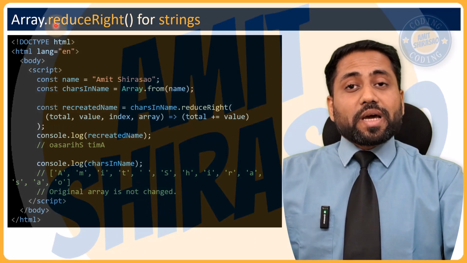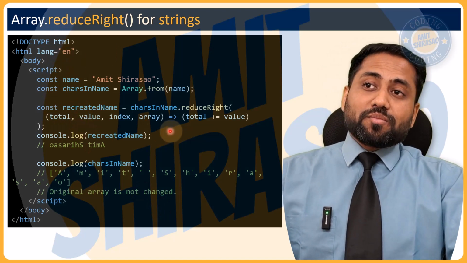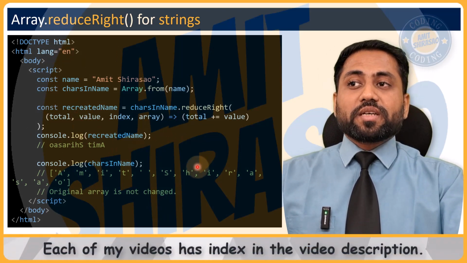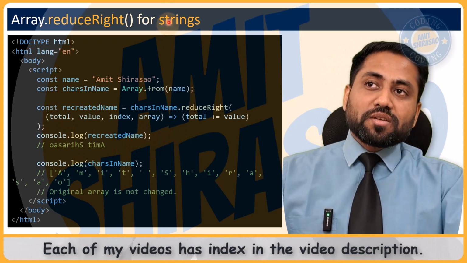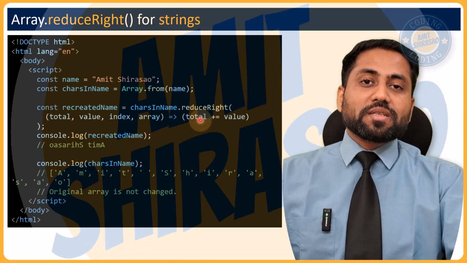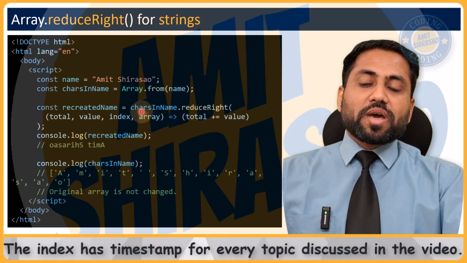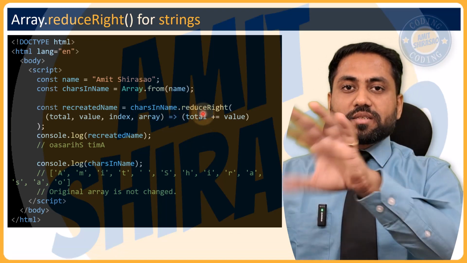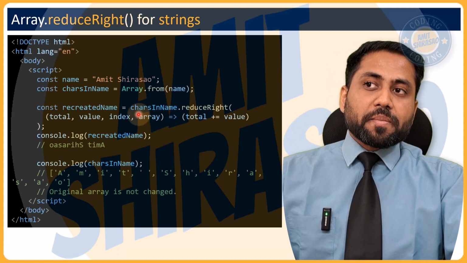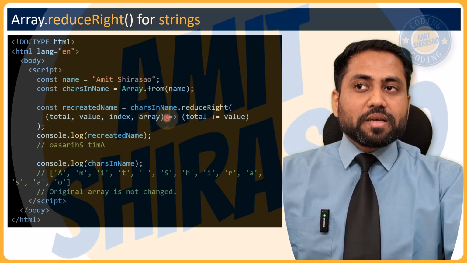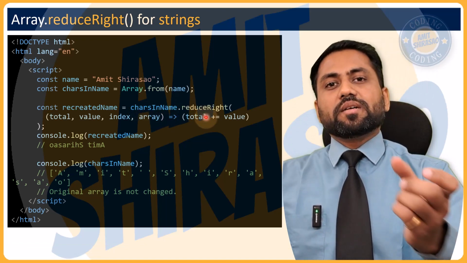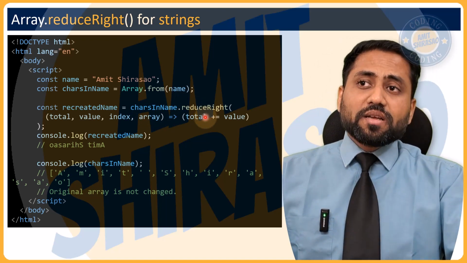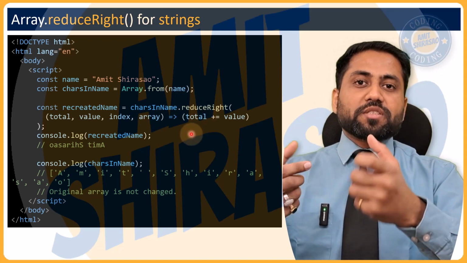What is reduceRight? reduceRight means it will start executing from the right. Of course, I'm using it for strings, but you can also use it for numbers. So if you have a character array, then reduceRight will create a string out of it. But if you have a numeric array, then reduceRight will create a number out of it, right?